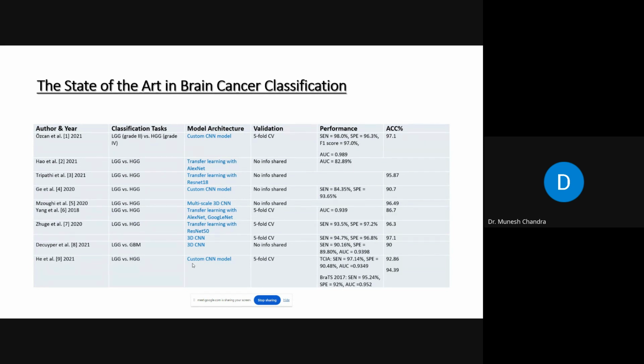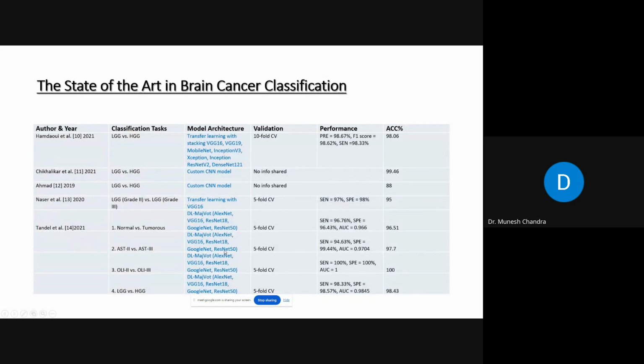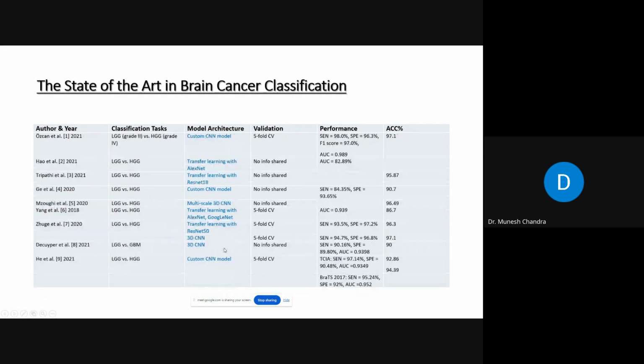So if you see, the first one used a custom CNN model and its accuracy is 97.1. Most of the time, the first one used CNN, the second one used AlexNet, the fourth one also used CNN, the fifth one also used CNN, the seventh, eighth and ninth also used CNN. Most researchers are focusing on CNN because the size of data here is very large, and the data is also unstructured. That's why CNN is giving more accurate results in comparison to the others.